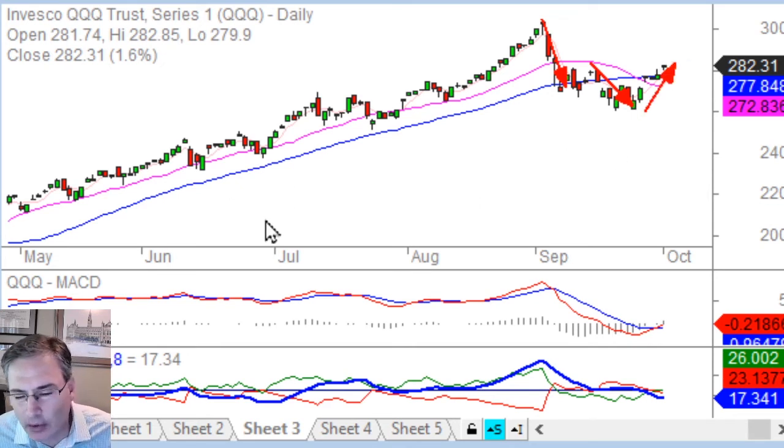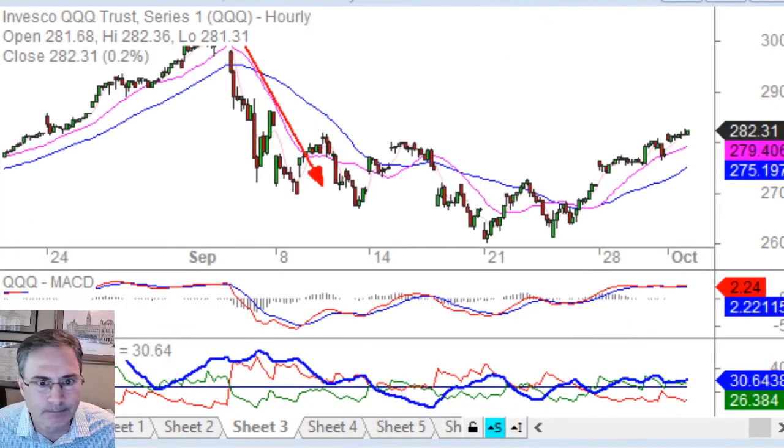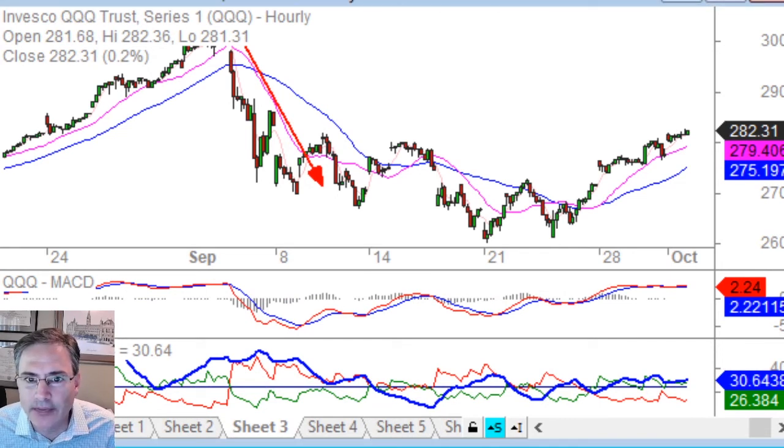So, while it would be healthy to see this consolidate a little bit more, I think you have to read the tape, and you have to know that right now they still have a hunger to buy these big cap leaders. So until that changes, I think you have to respect it. Let's take a quick look at the hourly chart. As I mentioned last time, taking out this area here was a change in trend to the upside.